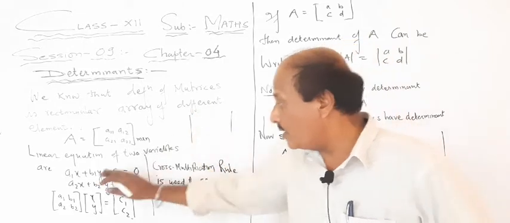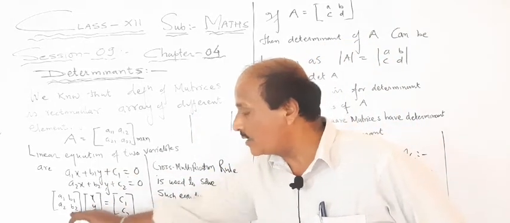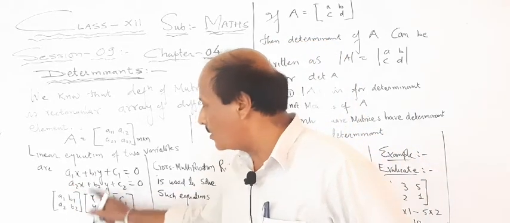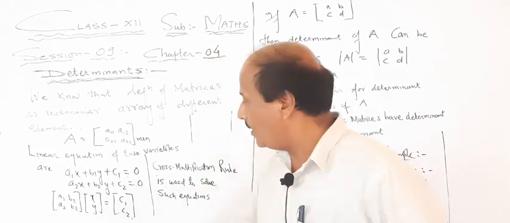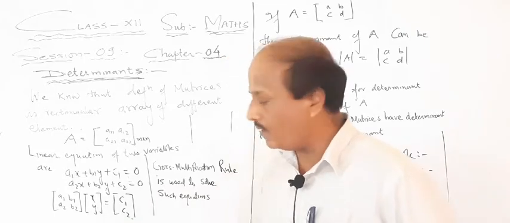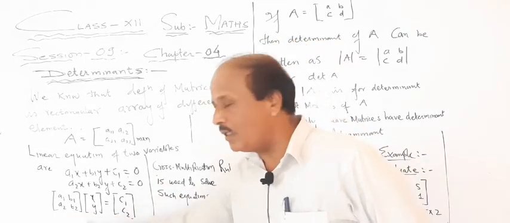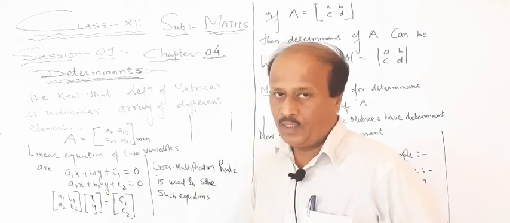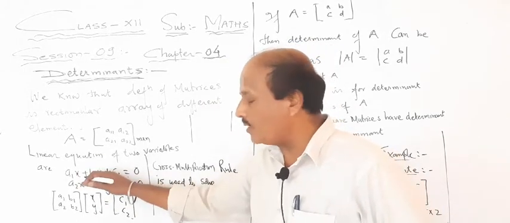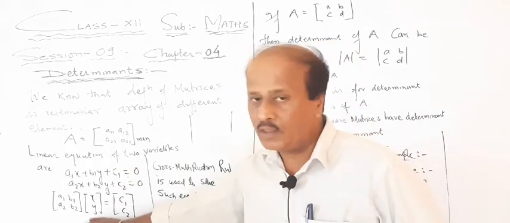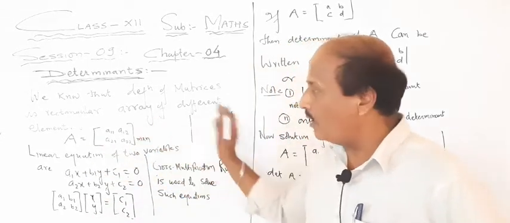Again, this equation can be written matrix-wise in this form. For example, all the constants in one matrix, then the variables in another matrix, and constants in a third matrix. And if you use multiplication of matrices, you will get the above equation. It means that the given equation can be expressed in the form of matrices. Now how it can be converted into the form of a determinant, we are going to see.